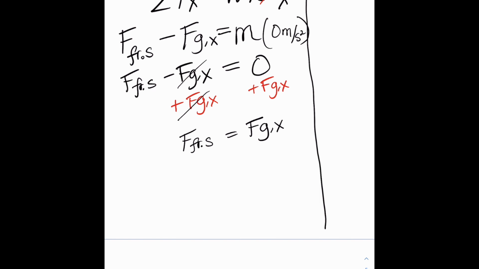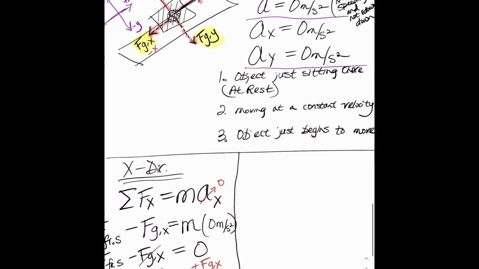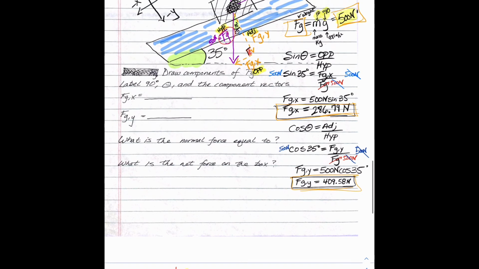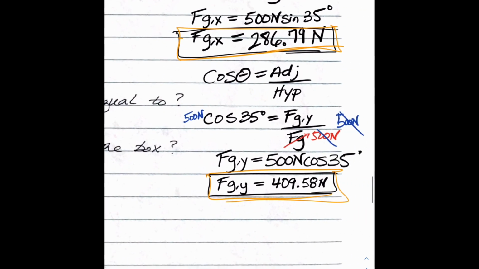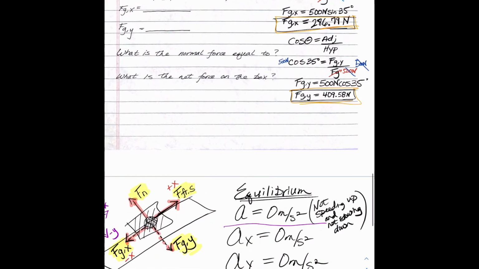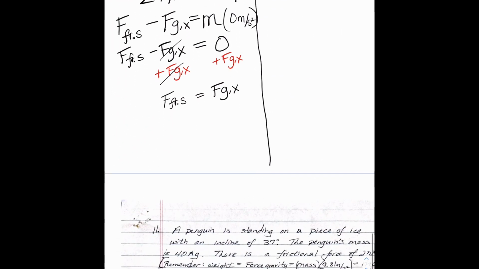And this is all about the x direction. Now, we showed a second ago that Fg of x is the same as what? You remember? 286, let's see if I can zoom, 286.79. So we're just going to bring that 286.79 down here for Fg of x. And look what we just proved. That static friction is 286.79.